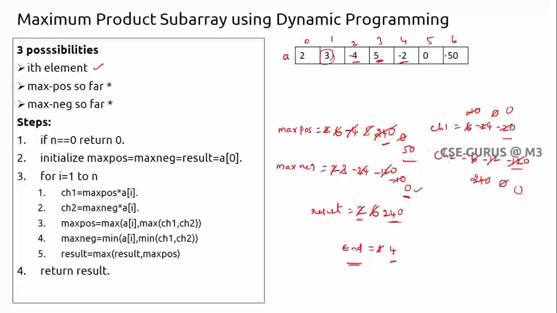And let us suppose if I have 250 here instead of 50, what happens? You can see here it will be 250, and result equals 240 comma 250. Now you will get the answer as 250, which is only one element, that is the maximum product. That means instead of the entire array, this only one element gives the maximum value. So here we have 50, so the maximum of 240 comma 50 is 240 only, so I am taking this one. So that's it, over.